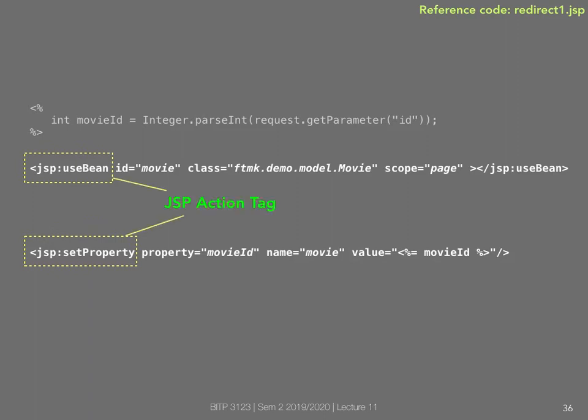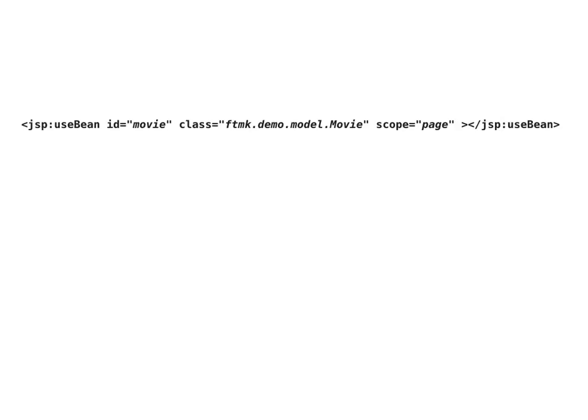The purpose of jsp:useBean is to create a new object from the class Movie. The id here refers to the name of the object, whereas scope equal to page indicates that the object movie is to be used within redirect1.jsp only. Creating a new object and manipulating the value of the object is a common process in object-oriented programming.